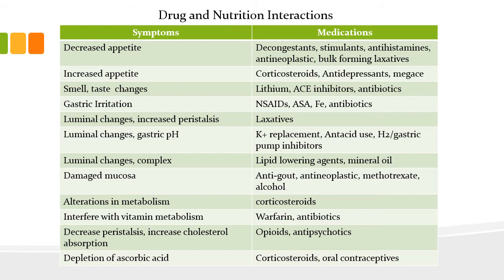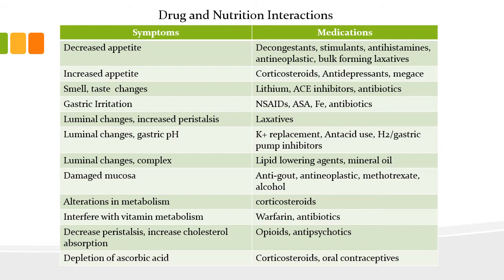Medications cause smell and taste changes, such as lithium, ACE inhibitors, and many antibiotics. It's important to monitor gastric irritation, such as from NSAIDs, aspirin, iron, and antibiotics, and watch for signs of GI bleeding. There are luminal changes within the ileum, small intestine, and large intestine caused by laxatives, as well as changes in the gastric pH of the intestines. And then there are certain agents, such as lipid-lowering agents and mineral oil, that can cause complex luminal changes.